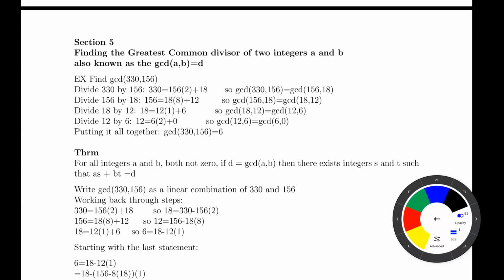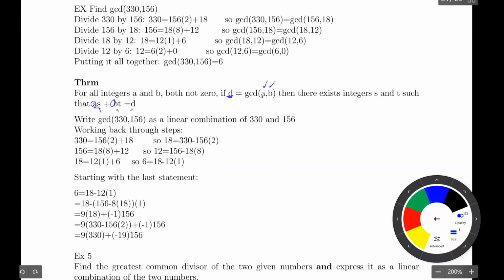All right, so we're going to find a way to find the greatest common divisor between two integers and then be able to write it. If I find the greatest common divisor D between two integers A and B, I'll be able to find integers S and T that get me to this greatest common divisor D. Let me just show you what this means.